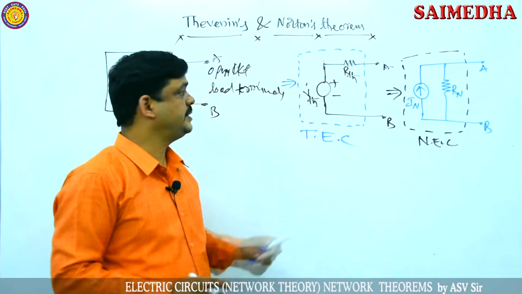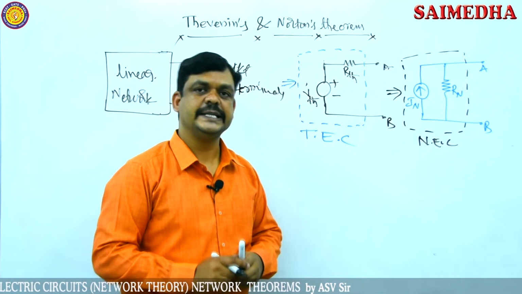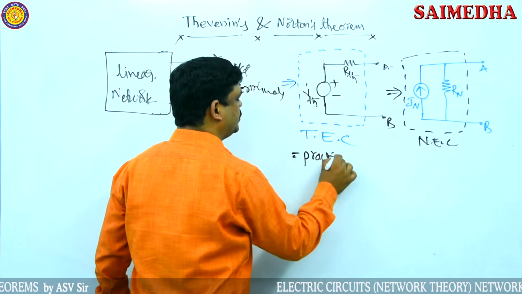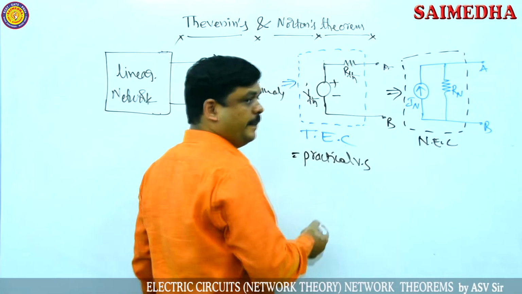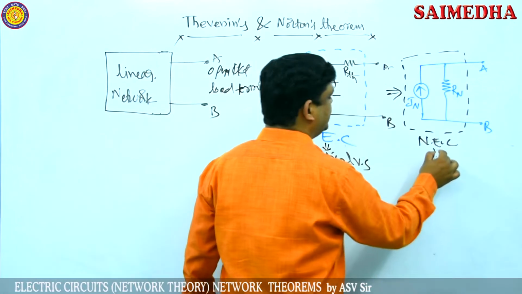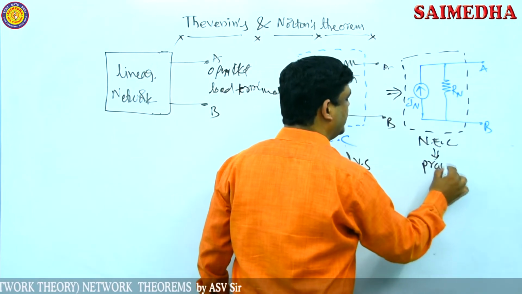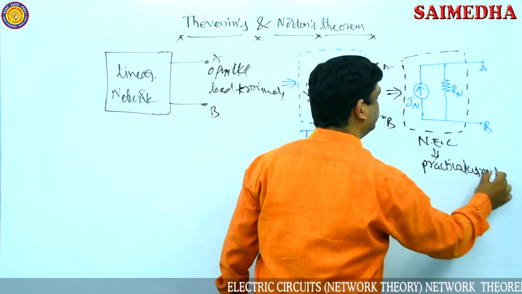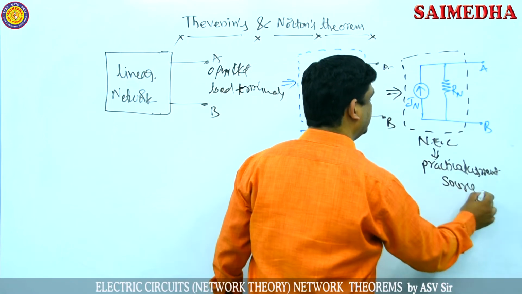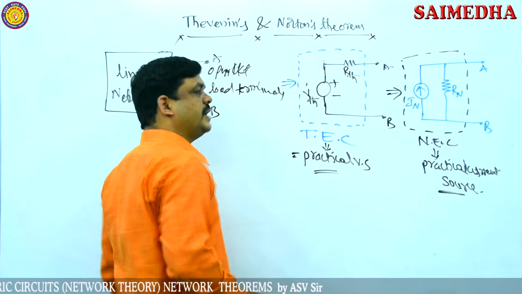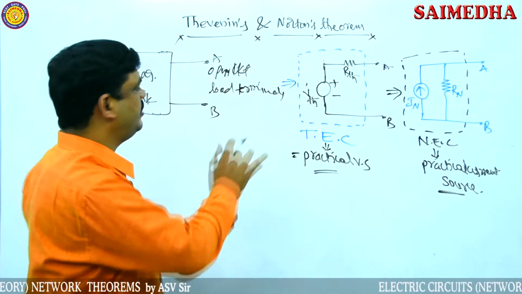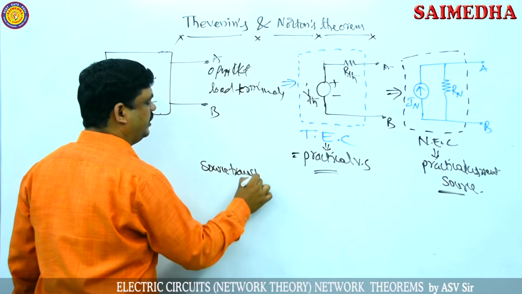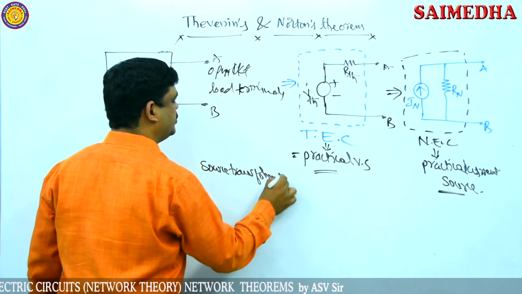Thevenin's equivalent circuit consists of one voltage source and one resistance, both in series combination. It acts as a practical voltage source. Norton's equivalent circuit acts as a practical current source. The relation between these two is source transformation.